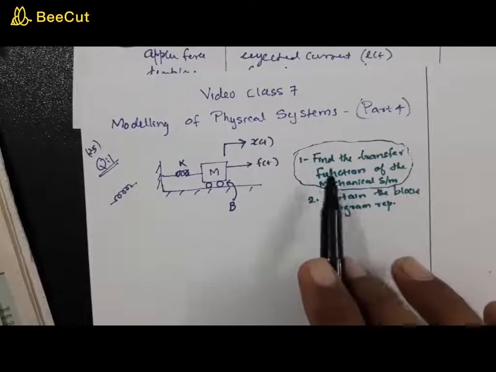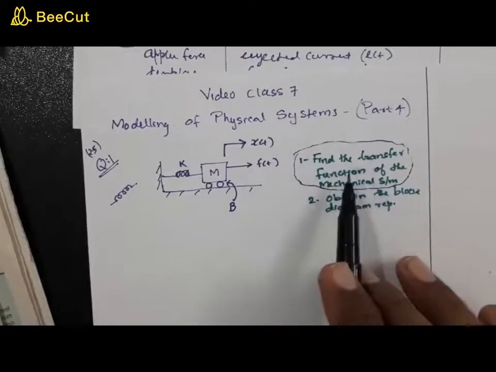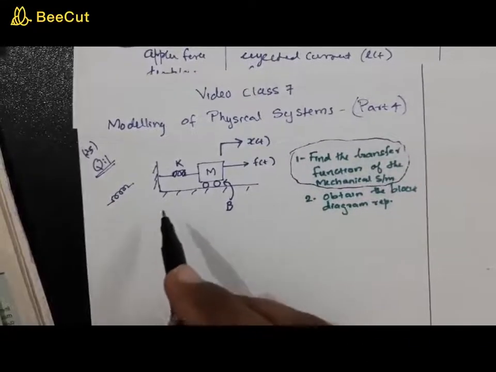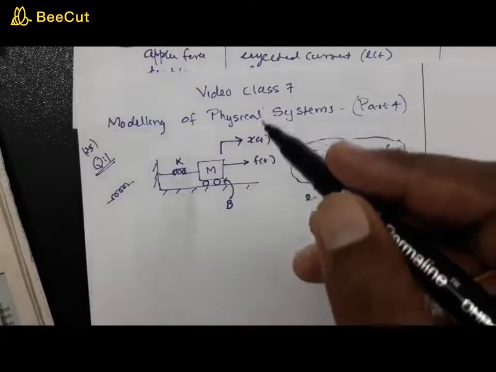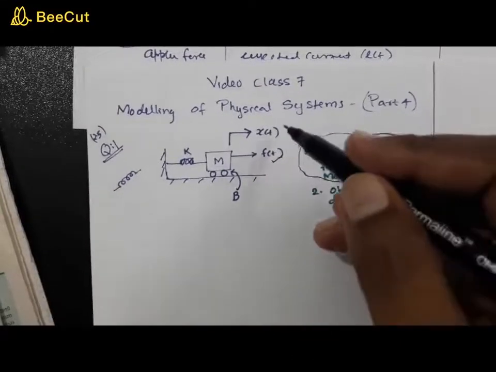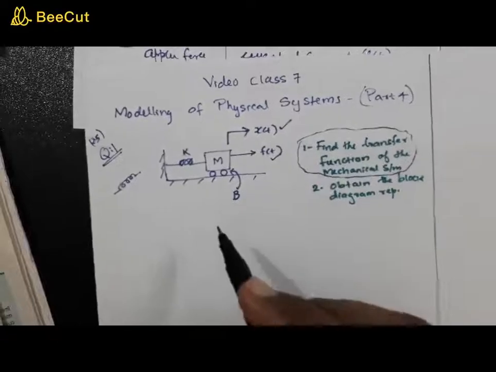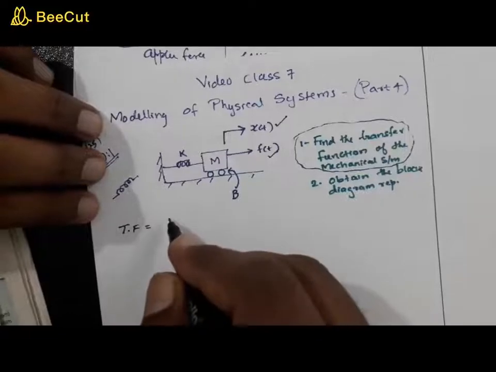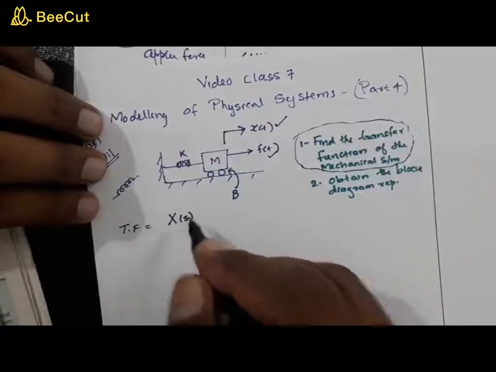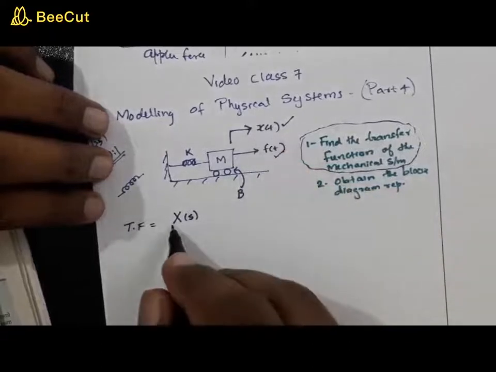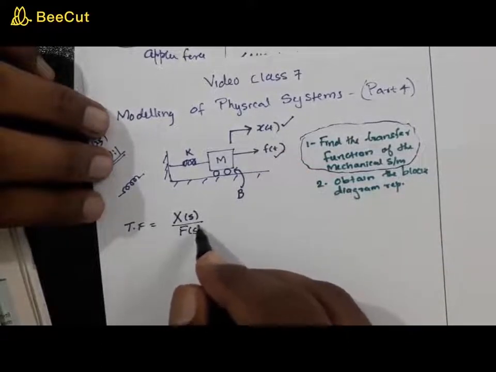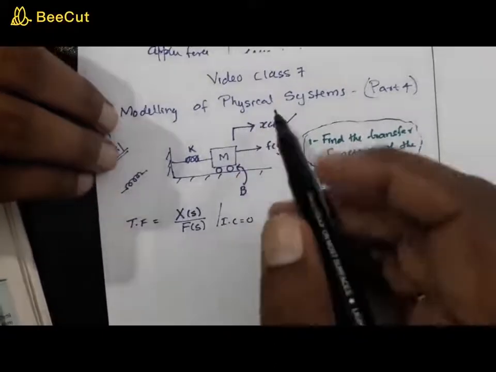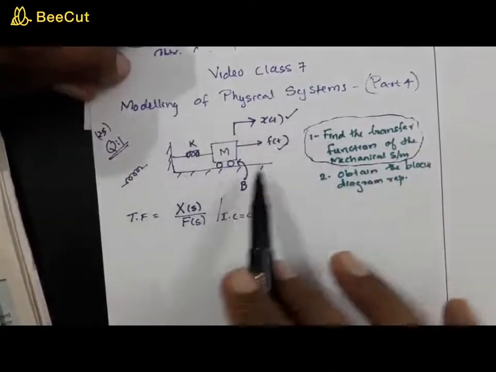The primary question is question number 1, in which you are to find out the transfer function. In order to find the transfer function, first of all, you need to identify the input and the output. The input is f of t, while the output is x of t. So we know that the transfer function of the system is equal to x of s, the Laplace transform of the output, to the Laplace transform of the input, that is f of s, with the initial conditions equal to 0.